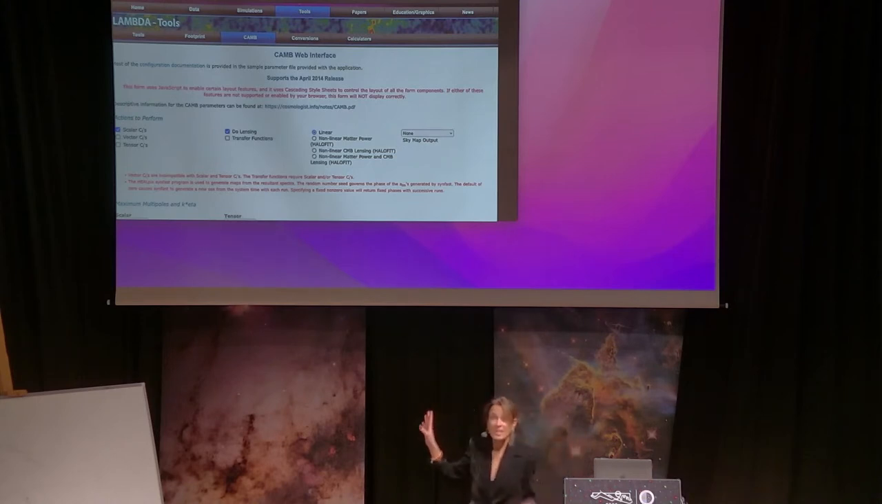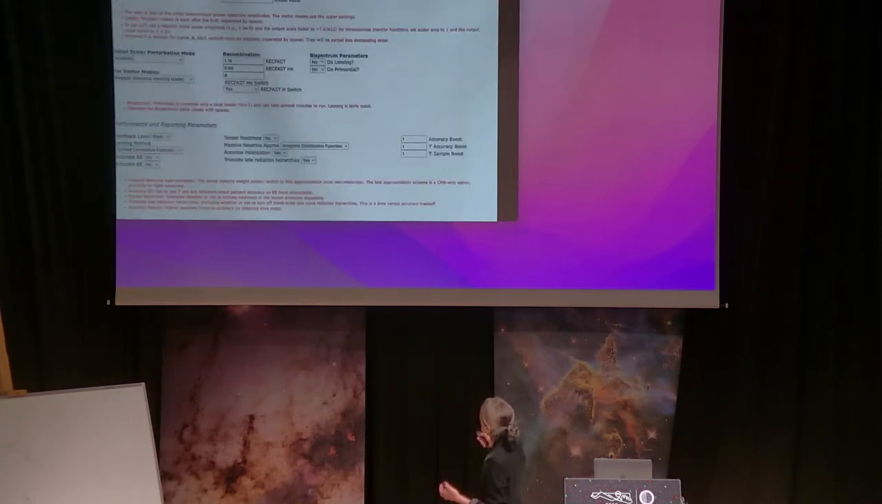Anyway, this is very useful because you just click on compute power spectrum and it does it. You can do lensing or no lensing. You see here, scalar, vector, tensor, whatever you want. It goes down. You can do recombination, tensor neutrinos, massive neutrino approximation. You can see it like in the params.ini. So you don't need to do anything else.